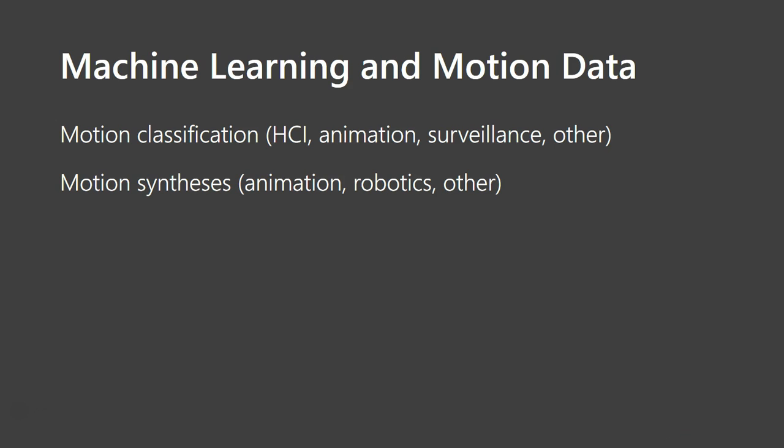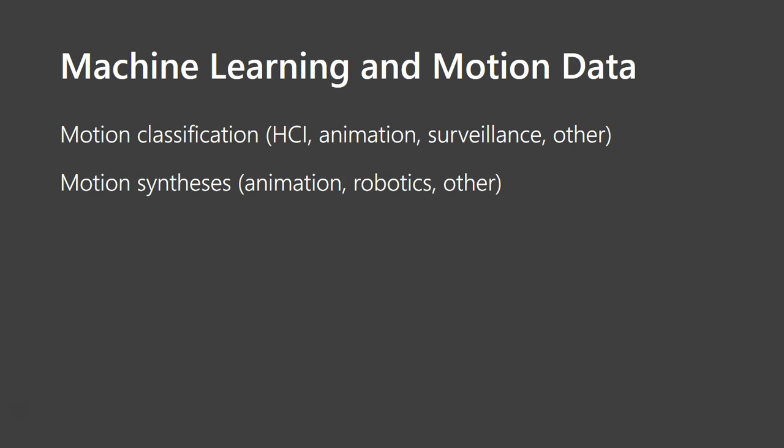Okay, in this video I want to discuss the use of motion capture data with machine learning. This is a field that has many applications, such as, for example, if you want to classify this data, you could use this to control animation software or human-computer interaction in general, surveillance applications and others. And if you want to, you could also use this to synthesize motion for animation or robotics.